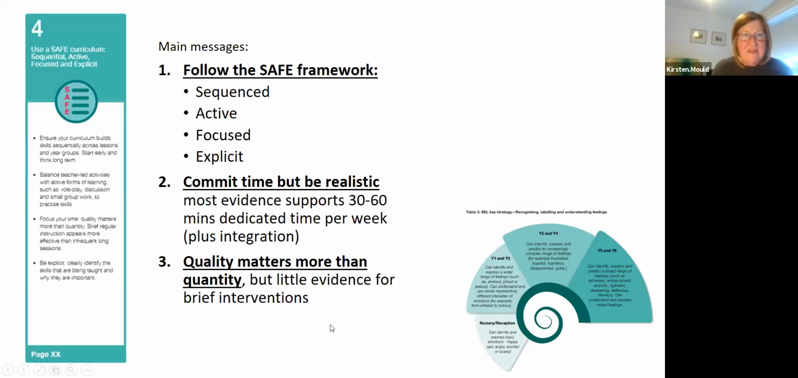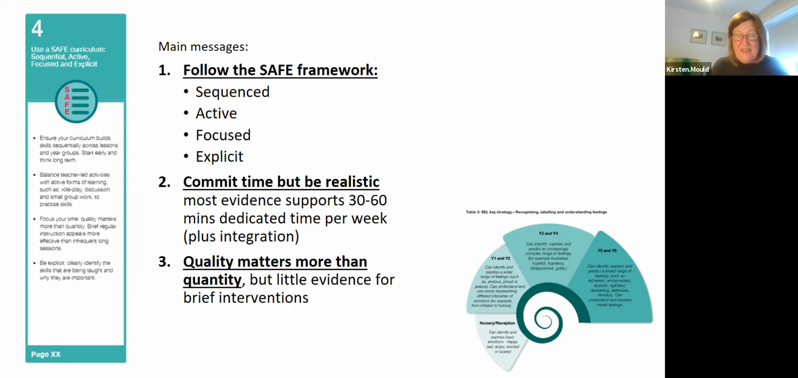And the recommended approach is following this SAFE framework. So the curriculum is sequenced, it's active, it's focused and it's explicit. And I like one of the little illustrations from the guidance, in the bottom right there, where they've identified the different emotional vocabulary that would be expected and appropriate for those different age ranges. So that really helps teachers to structure both those teachable moments, but also explicit teaching of SEL skills.